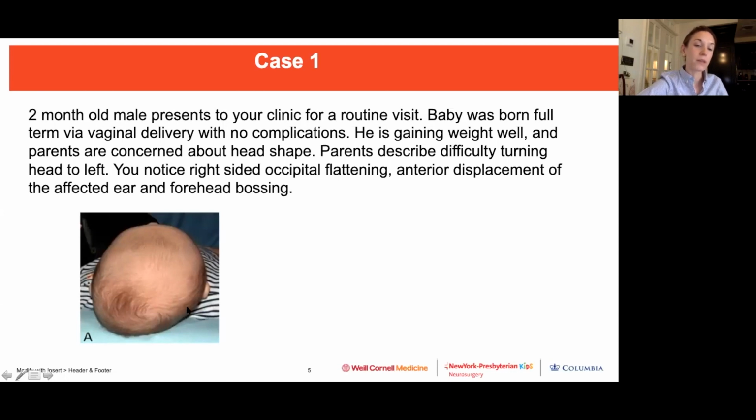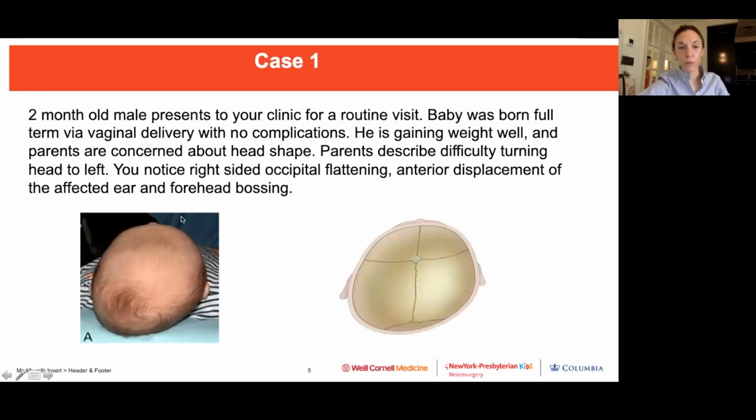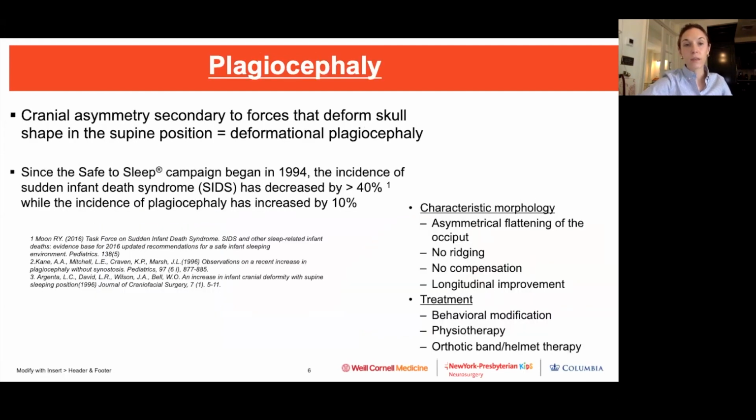So displacement along the right side, flattening on the right, ear pushed forward, forehead pushed forward. This is what this would look like if we represented this schematically. Again, flatness along the back of the head, the anterior displacement of the ear called dystocia, and anterior displacement of the forehead. So this is plagiocephaly. This is the only benign entity. Everything else we're going to talk about today is surgical.